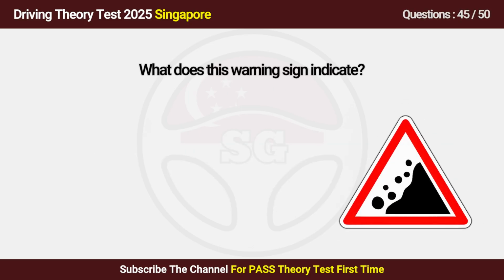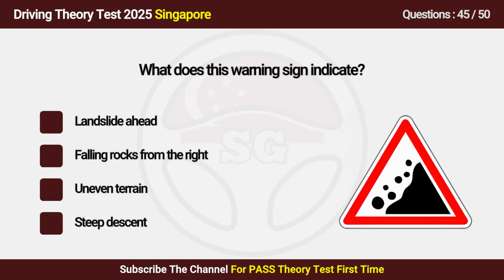Question 45. What does this warning sign indicate? A. Landslide ahead. B. Falling rocks from the right. C. Uneven terrain. D. Steep descent.